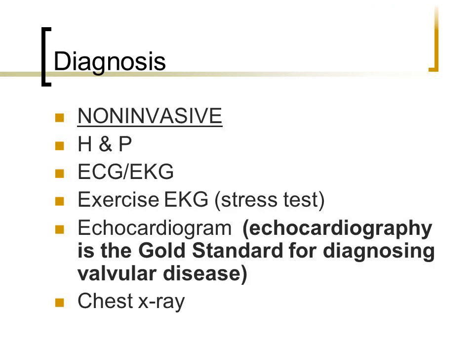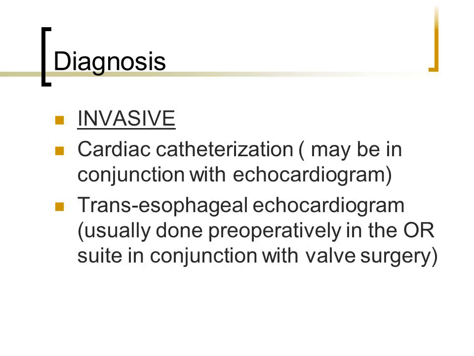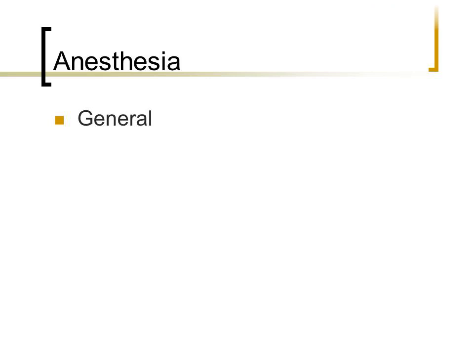Diagnosis: non-invasive H&P, ECG/EKG, exercise EKG, stress test. Echocardiogram. Echocardiography is the gold standard for diagnosing valvular disease. Chest X-ray. Invasive diagnosis: cardiac catheterization, may be in conjunction with echocardiogram. Transesophageal echocardiogram, usually done preoperatively in the OR suite in conjunction with valve surgery. Anesthesia: general.